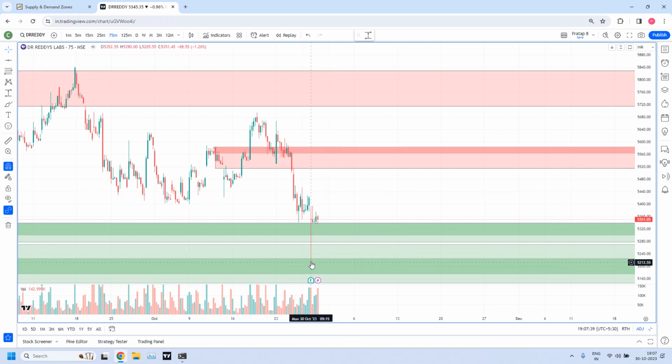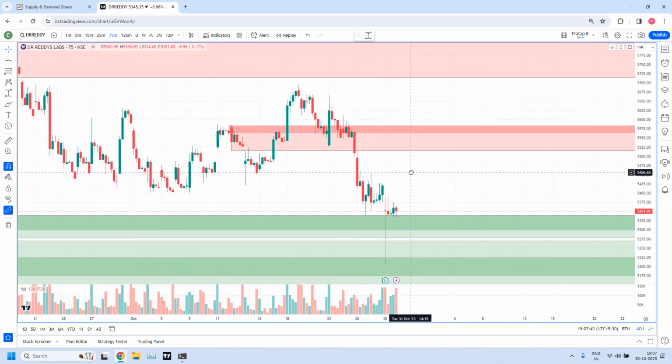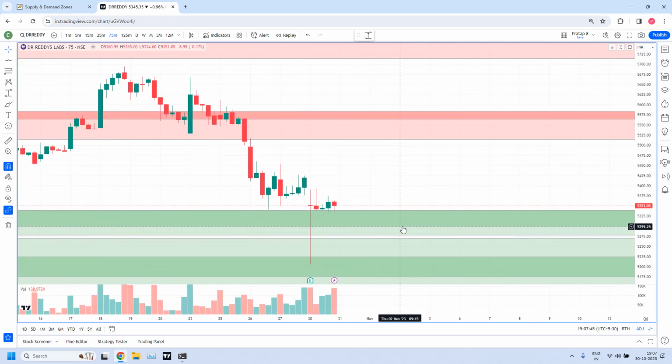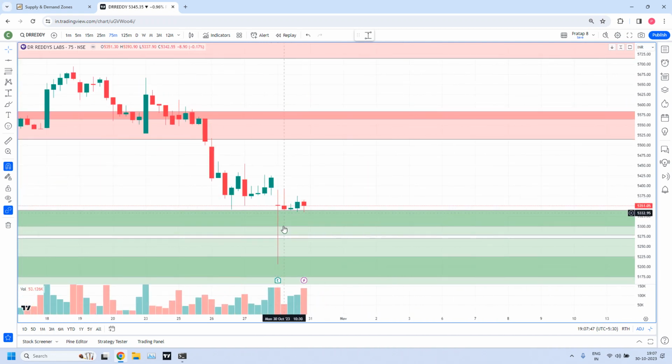The moment price entered into this demand zone, see the rejection. It's a huge rejection. You know how much profit it has given? The Dr. Reddy trade has given 15,500 rupees profit, which is 13% return on the investment. But everything happened in the first 3 minutes of trading today.